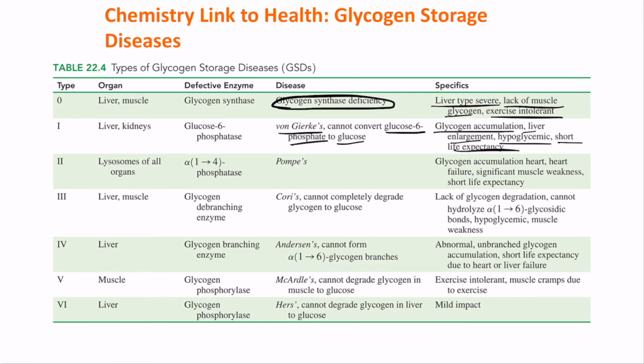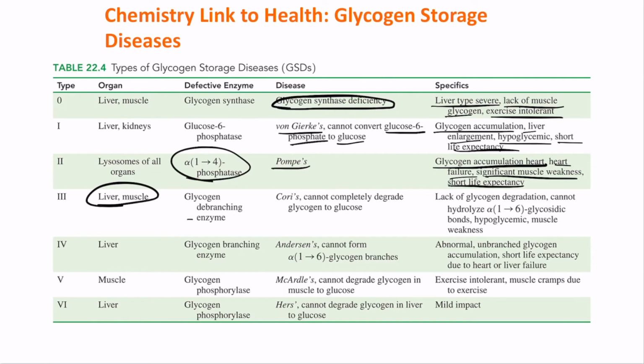When you have the lysosomes of all kidneys where you have the defective enzyme alpha 1 to 4 phosphatase, you can have Pompe's disease, where you have glycogen accumulation in the heart, and it results in heart failure, significant muscle weakness and a short life expectancy. In liver and muscle, a defect in the glycogen debranching enzyme can cause Cori's disease, which cannot completely degrade the glycogen to glucose. They cannot hydrolyze the alpha 1 to 6 glycosidic bonds, ending up creating hypoglycemic problems and muscle weakness.